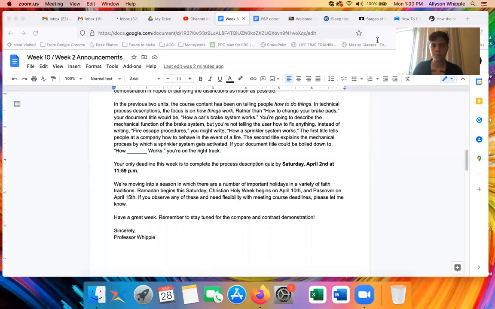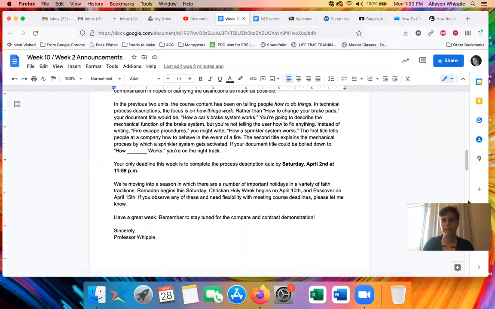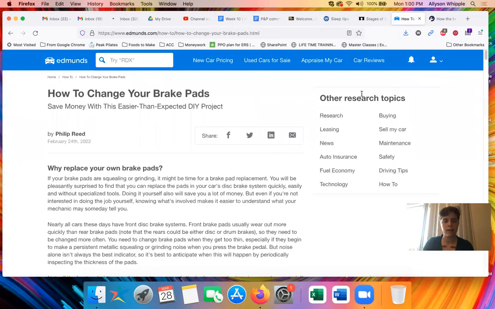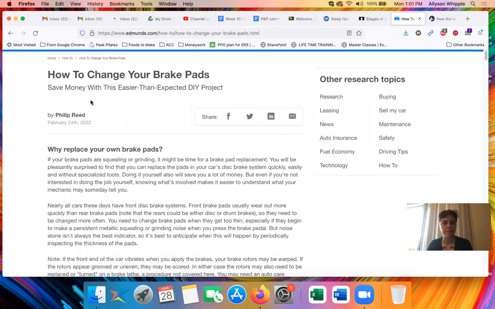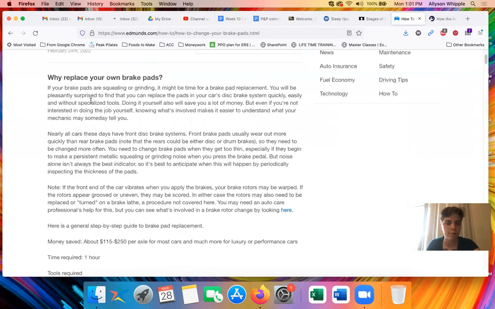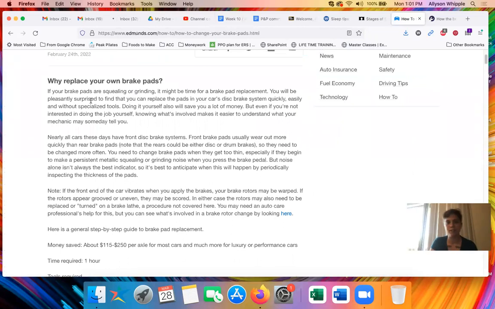All right, I'm sharing. Since I referenced these two things, brake pads, these are online articles. The reason I went with that is I don't have a lot of student examples on corresponding topics. So, how to change your brake pads: Save money with this easier than expected DIY project. And again, these aren't perfect.